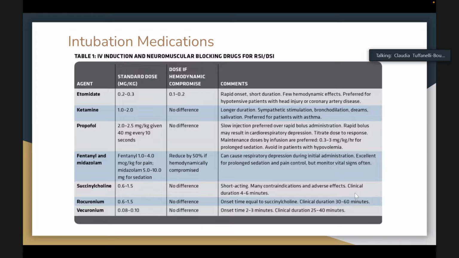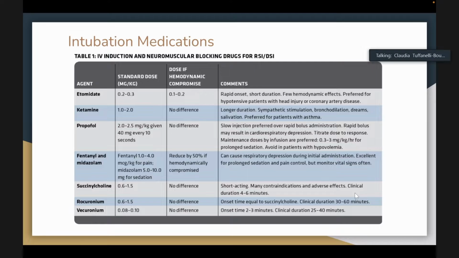But a lot of people will put the patient on propofol afterwards for sedation. So if you want to just bolus them, then you already have that medicine at the bedside, so it can be good. As far as the paralytics, there's succinylcholine, rocuronium, and vecuronium. I almost never use vecuronium personally.